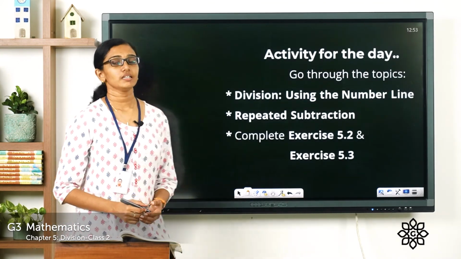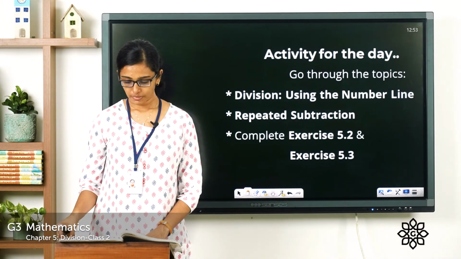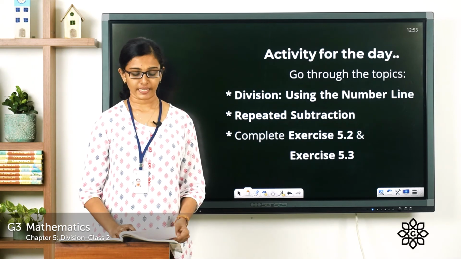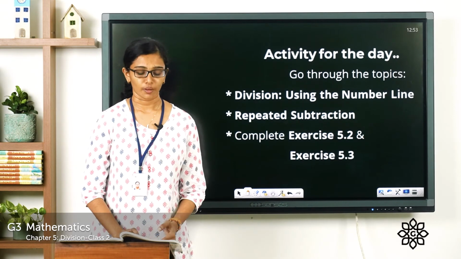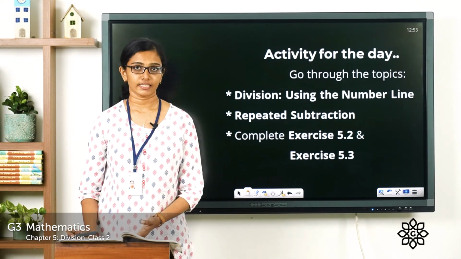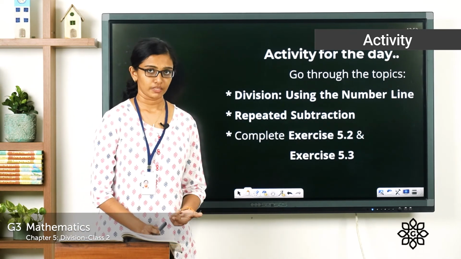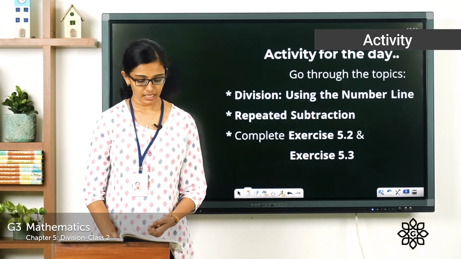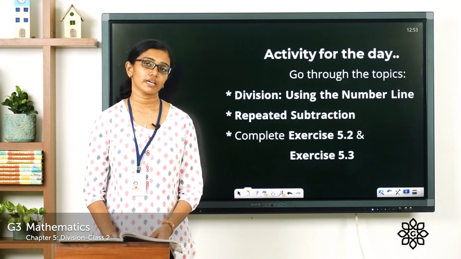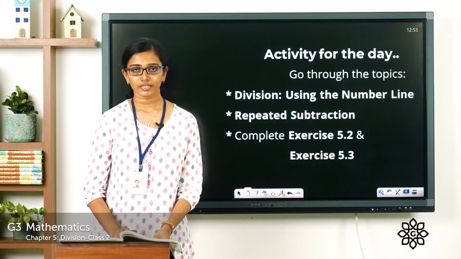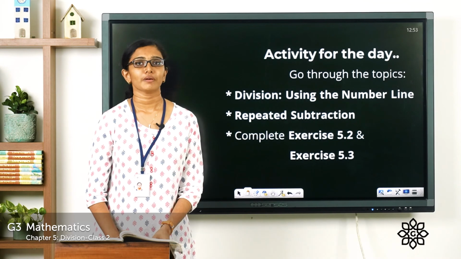Now, children, you have to go through the topics division using the number line in page number 69 and 70. In 70, you can see repeated subtraction. So you go through these 2 topics, then move on to the exercises. We have to complete the exercise 5.2, which starts in page number 69 and continues to 70. And you have to also complete exercise 5.3, which is in page number 70. Complete these 2 exercises, take a picture and submit it through assignments in Microsoft Teams.